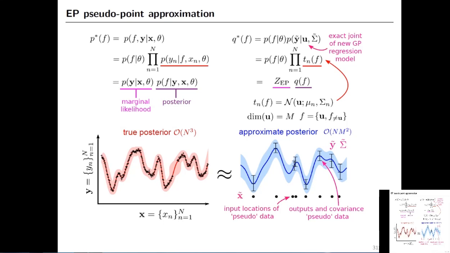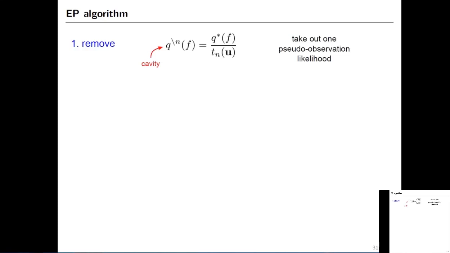Great. Okay, so now I need to give you a recipe for moving around the pseudo data. So you just need to get through one more slide, and that will be the technical bit done. And that's how EP works, okay? And this is a fairly general presentation of EP. Okay, so here's what we do. We take Q star, and we're going to pick one of our approximate likelihood factors to refine, one of our t_n's, and I remove it from Q star. That's a bit like removing one of our pseudo data points. You take it out.